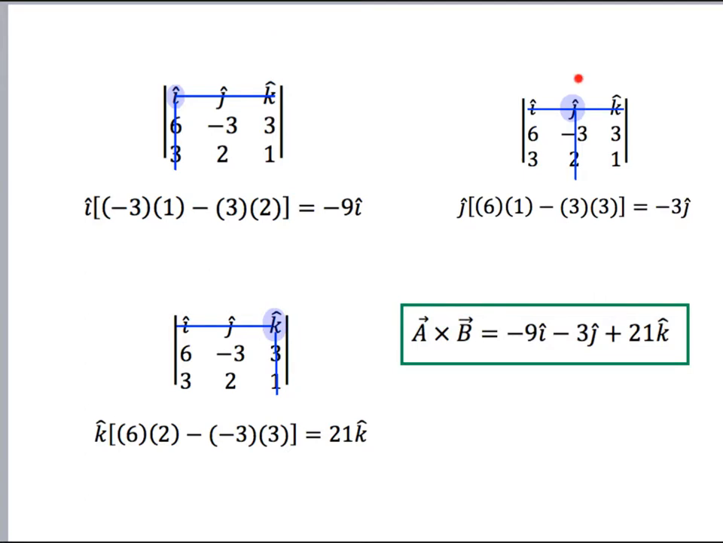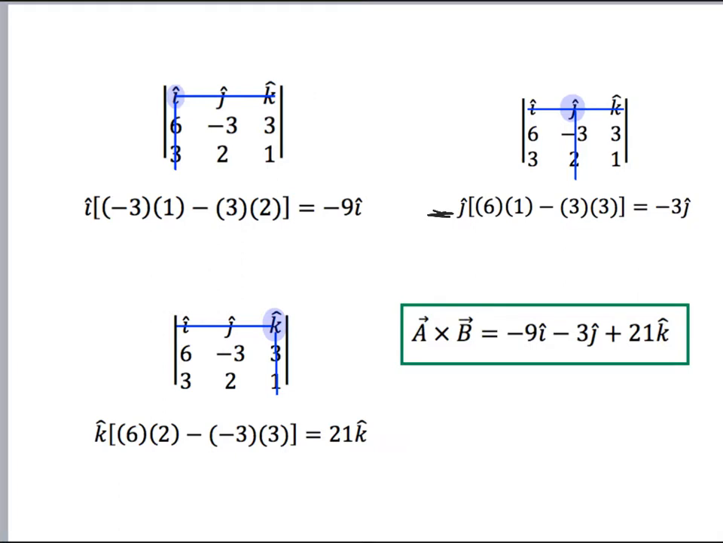Then the next step, we move our cross out over by 1. We have our column downward, and this is going to be j hat, and we've got 6 times 1 minus 3 times 3, and I made a mistake. Do you see the mistake that I made? I forgot to put in my minus sign. Remember, when we move this over, we have to alternate the minus sign. So this really should be minus j here.